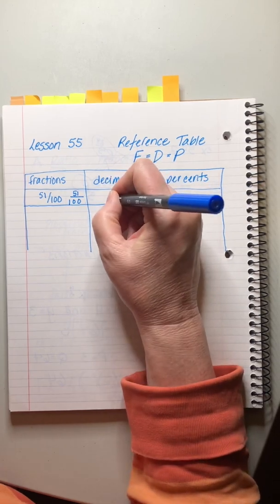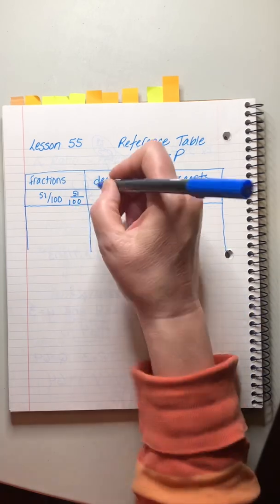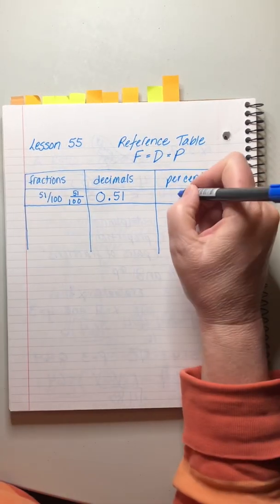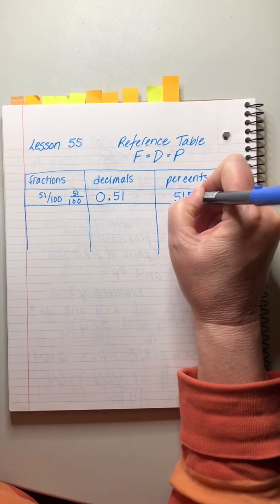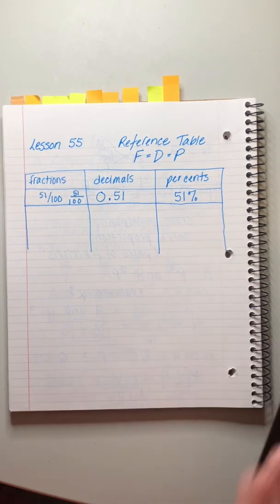51/100ths expressed as a decimal is 0.51. If you'd like to put a 0 here in front of the decimal, you can. You don't have to. That number can also be reflected as 51%. We call this row the reference numbers.